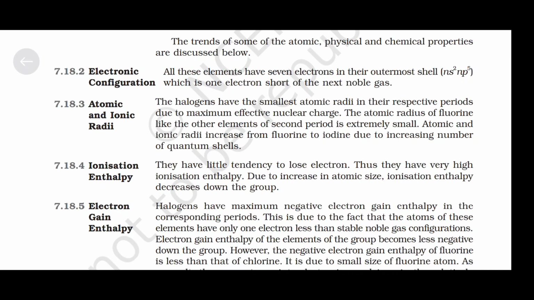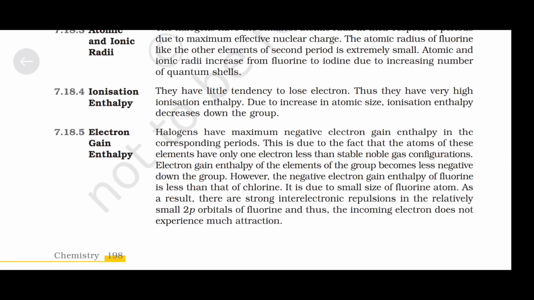The halogens have the smallest atomic radii in their respective periods due to maximum effective nuclear charge. The atomic radius of fluorine, like the other elements of the second period, is extremely small. Atomic and ionic radii increase from fluorine to iodine due to increasing number of quantum shells. Ionization enthalpy. They have little tendency to lose electrons. Thus, they have very high ionization enthalpy. Due to increase in atomic size, ionization enthalpy decreases down the group.